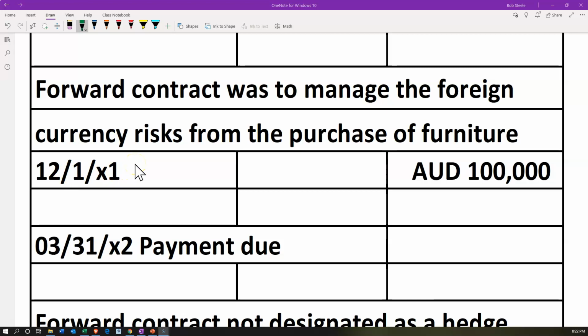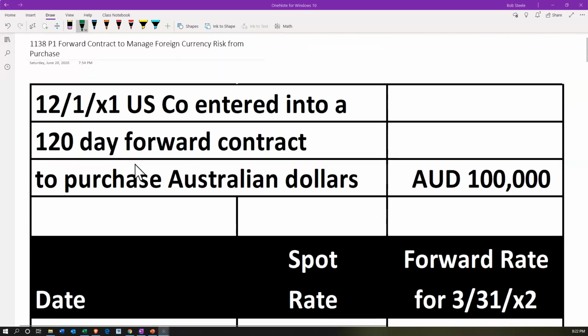The forward contract was to manage the foreign currency risk from the purchase of the furniture. Therefore, if we go back up to the forward contract, we entered into it at the same point. You're thinking about these as two separate things, but we did one because of the other, right? We did one because of the other. Now we have the forward contract that we entered into on 12/1/X1. US company entered into a 120-day, so that's going to be 4 months, basically ending on 3/31/X2, the point in time that we make the payment for the furniture that we bought on account that we're going to be paying in Australian dollars. And that's the forward contract to purchase Australian dollars.